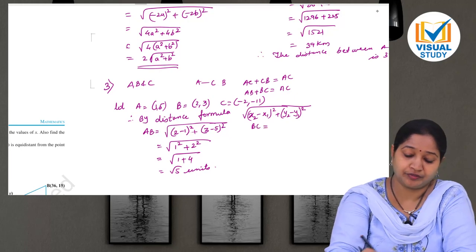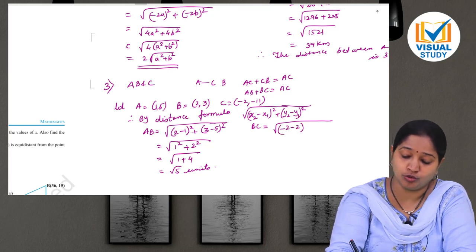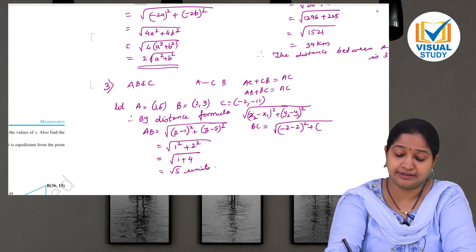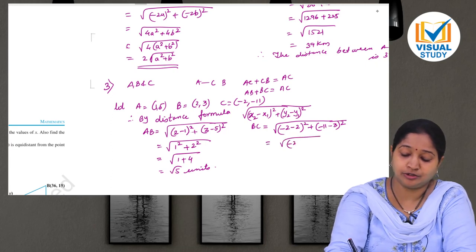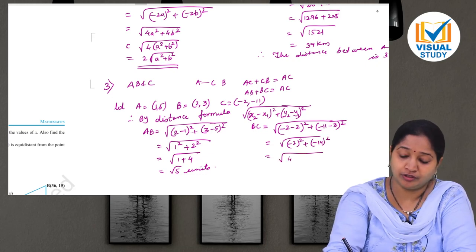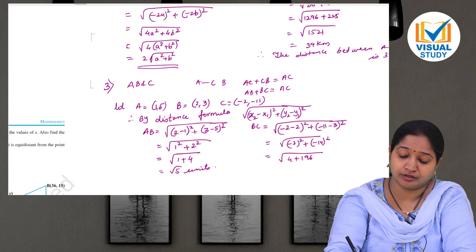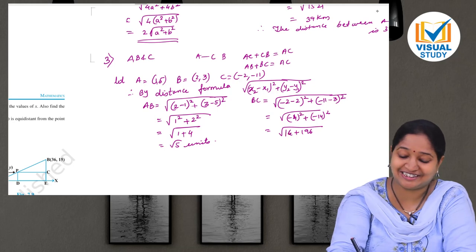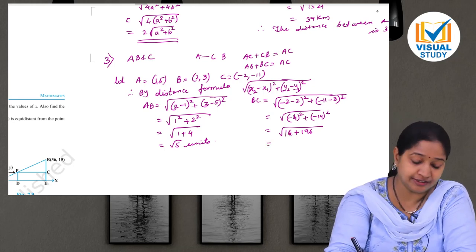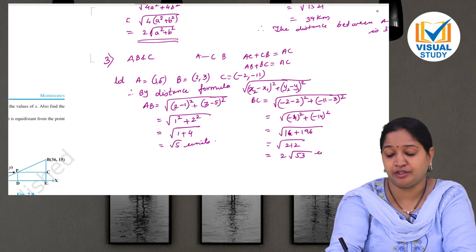What will be your BC? BC, use the formula: minus 2 minus 2 whole square plus minus 11 minus 3 whole square. Minus 4 whole square plus minus 14 whole square. What do you get? 4 square is 16, and 14 square is 196. So 16 plus 196 is 212, and that is 2√53 units.